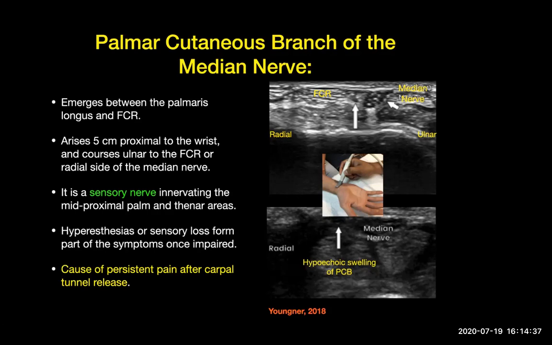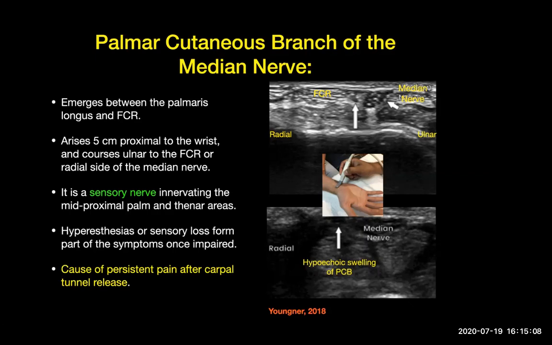which would not always be present, but it could also be seen between the median nerve and the flexor carpi radialis. And it could swell, and since it is a sensory branch innervating the mid-proximal palm and thenar areas, that area could also be affected. So this particular nerve is actually the palmar branch that could go all the way to the thenar and, of course, the middle part of the wrist.